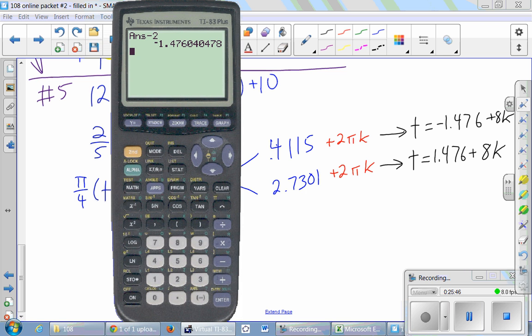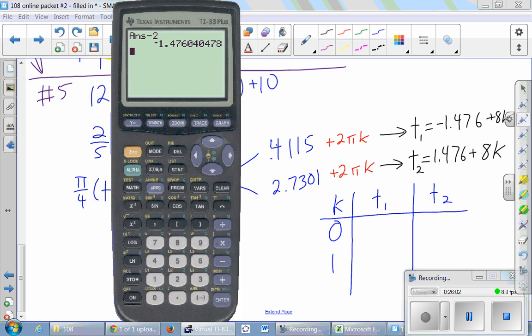And so then we can make our chart real quick. K, and we'll call the first one T1 and the second one T2. And if we plug in 0 and 1, I think that'll be enough. So if we plug in 0 for both, we'll just get negative 1.476 and positive 1.476. And then we plug in 1 for both, which means adding 8 to each of these numbers. So this one I can do, add 8 to that, add 8 to the other guy.